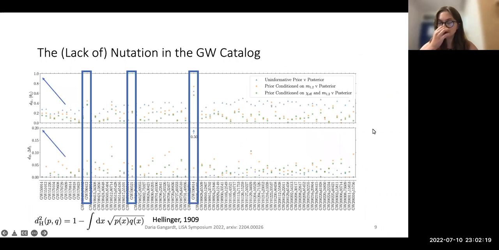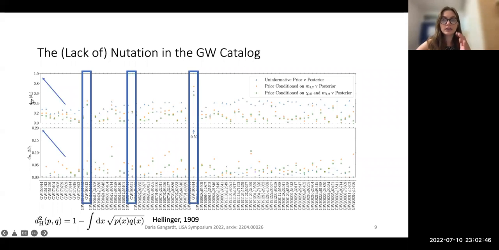As aforementioned, we repeat this process for all of the events in the catalog, and then we use the Hellinger distance described here below to quantify how similar posteriors are to each type of prior, where a Hellinger distance of 1 means that they are very different from one another, and a Hellinger distance of 0 means that they are the same distribution.